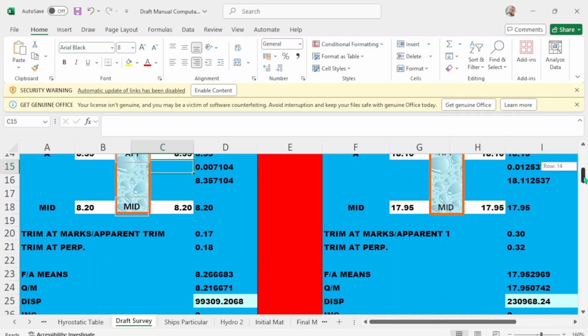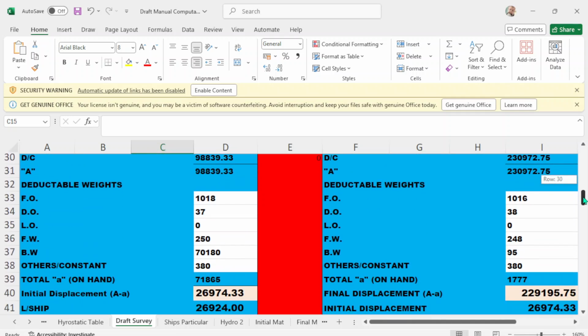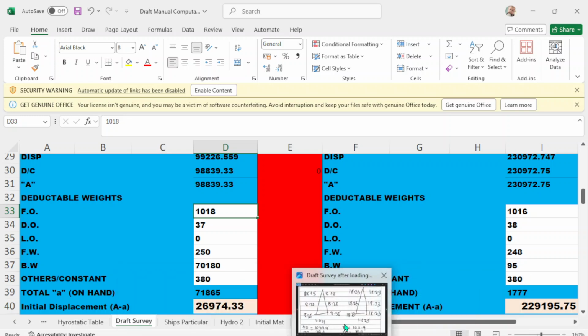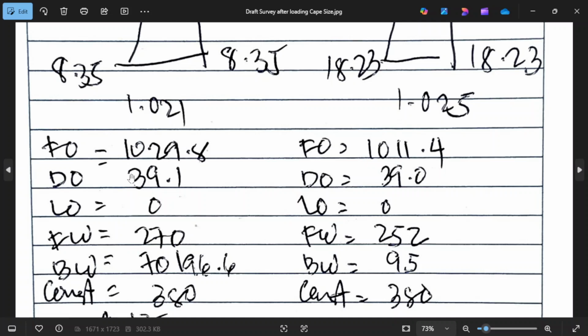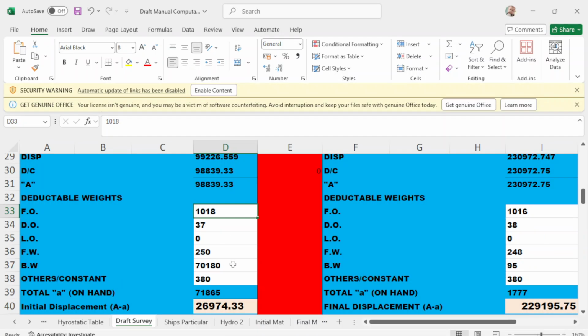Now this is all automatic. You will also get your displacement in the hydrostatic table, which is also automatic. So you go down, just update your ROBs. So forward fuel oil is how much? You go up. Forward fuel oil is 10,298. Put 10,298.